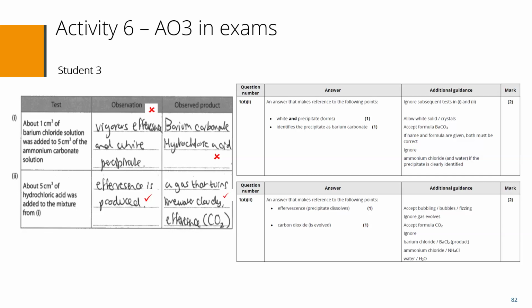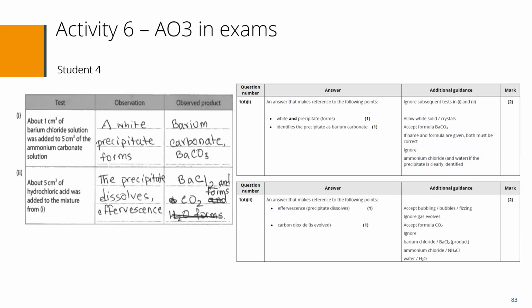Okay. And there's student 4. White precipitate, barium carbonate, perfect. Precipitate dissolves and effervescence is fine. Okay. And carbon dioxide given off is fine. Barium chloride is an ignore.